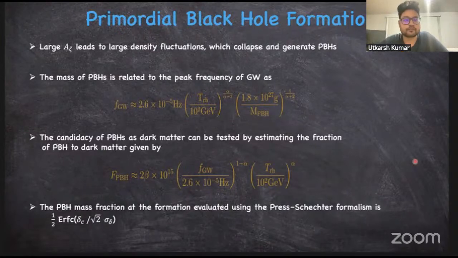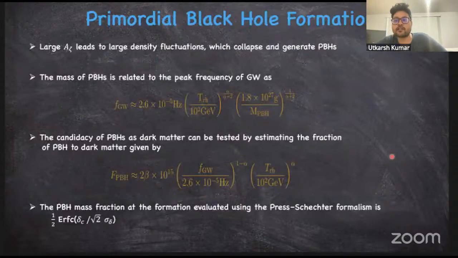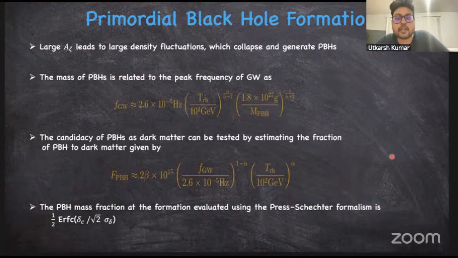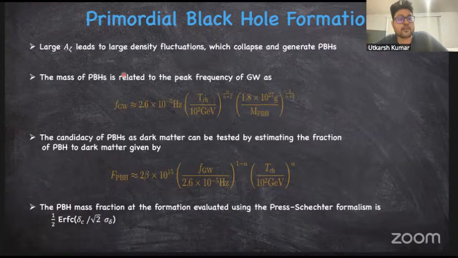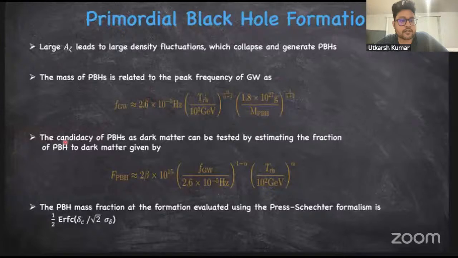Now we will discuss primordial black hole formation. The amplitude of the gravitational wave spectral density measured today will be determined by the amplitude of the spectrum. If the peak of the spectrum A_zeta is large enough, then the density fluctuations in the very early universe will collapse and can generate primordial black holes. The mass of the primordial black holes is related to the frequency of the gravitational waves via this relation.